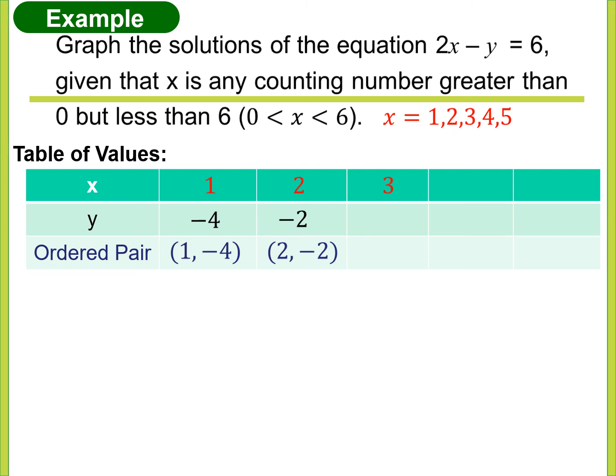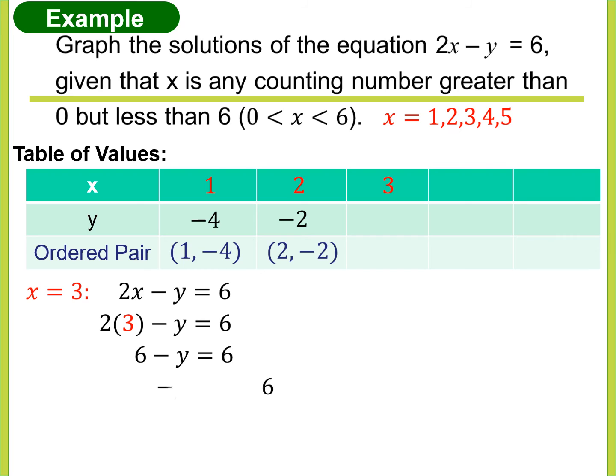Now let us have the third value of x, which is 3. So when x is 3, copy the original equation, substitute the value for x. 2 times 3 is 6. Transpose 6 to the other side. We get 6 minus 6, making our y positive. And then y is equal to 0, because 0 times negative 1 is 0. So we have the ordered pair 3, 0.